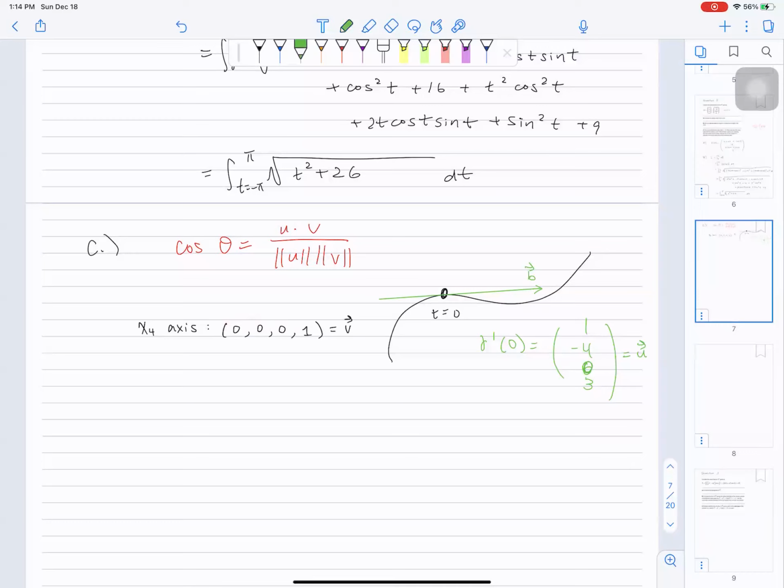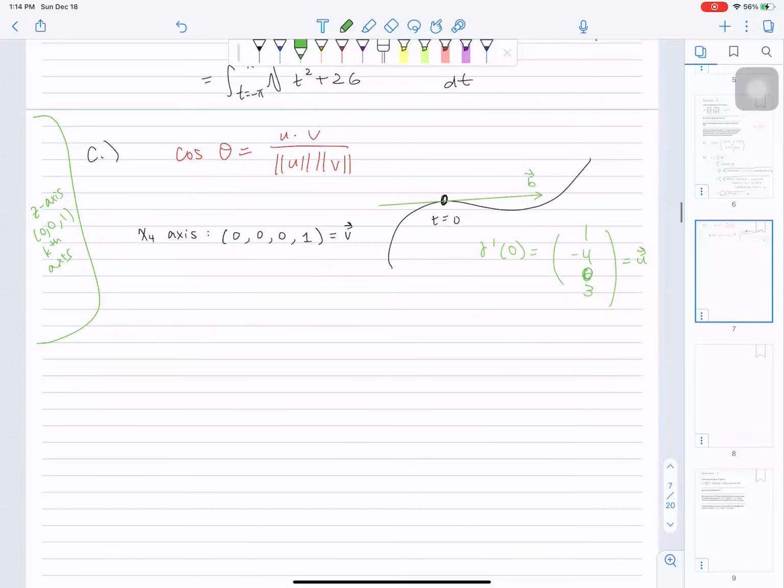Right, just like how, as an aside, what do we call the z-axis? We always call it 0, 0, 1, or like the k axis, something. Okay, so we have our two vectors, v and u. Now I can follow my formula.